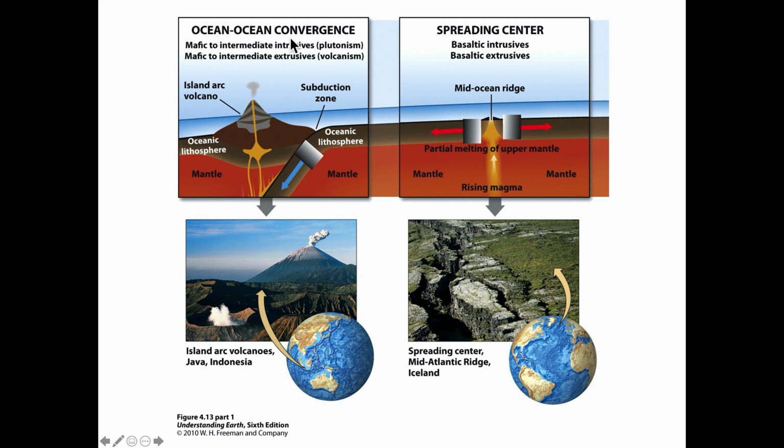Starting with ocean-ocean convergence, we generate mafic to intermediate intrusives through plutonism, things that happen below the surface, and mafic to intermediate extrusives emerging from volcanic events. In the case of the island arcs of Indonesia, the viscosity of the mix that generates this material is such that we can generate very, very explosive eruptions that led to The Year Without a Summer in 1816 and the writing of the novel Frankenstein, associated with the gloomy, dreary weather of The Year Without a Summer. A volcano caused that, a volcano in Indonesia.